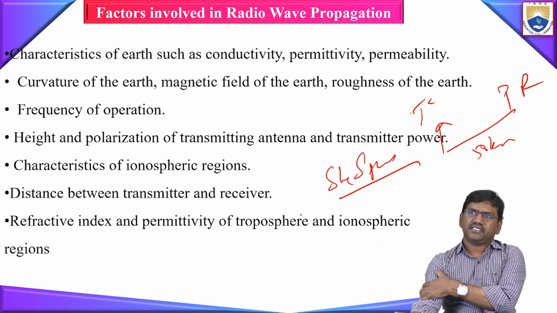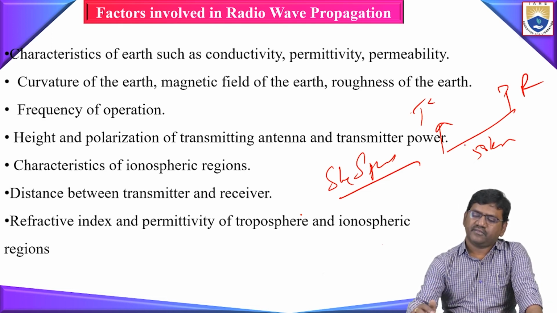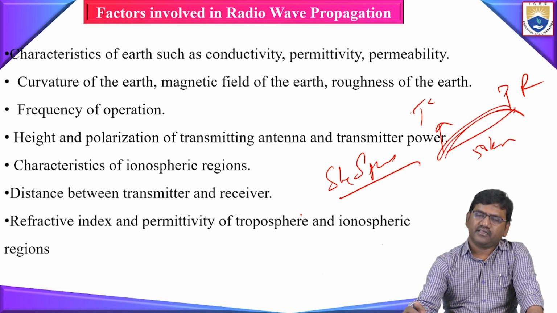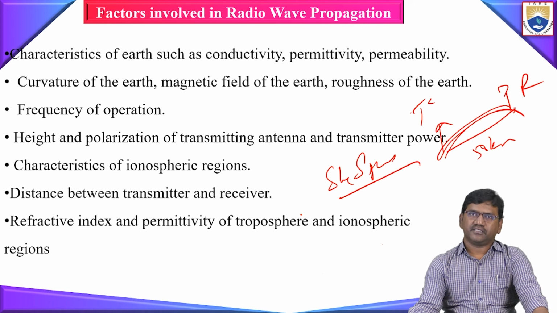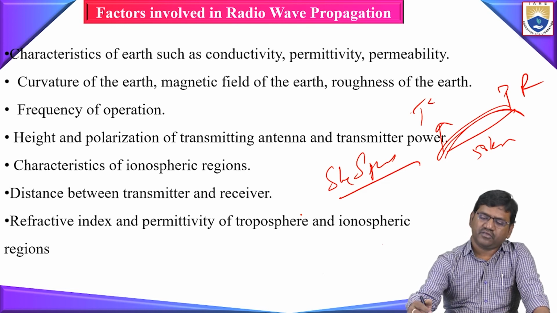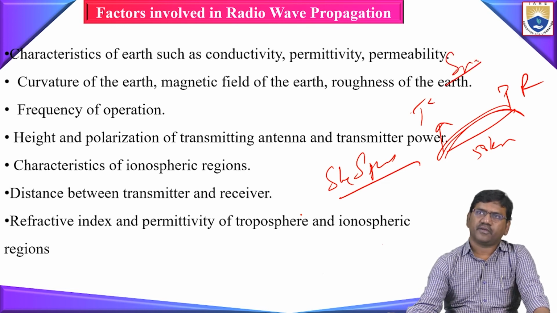So when the signal is traveling from the transmitting antenna to the receiving antenna, and the earth is curved, multiple reflections are going to take place, and we cannot use the ground wave propagation. So in that scenario, we are going to use the space wave propagation or the sky wave propagation.